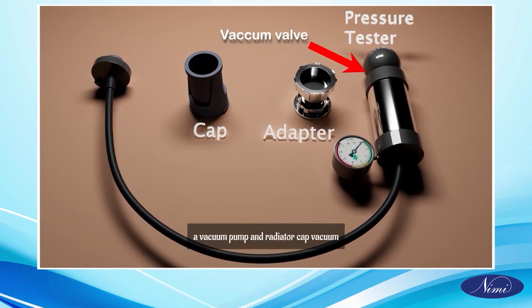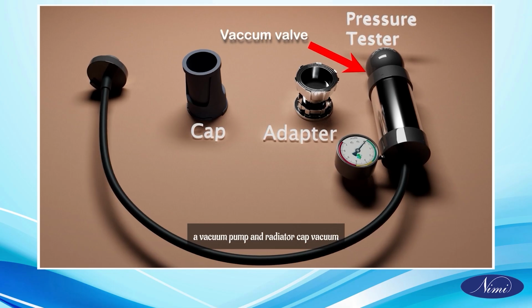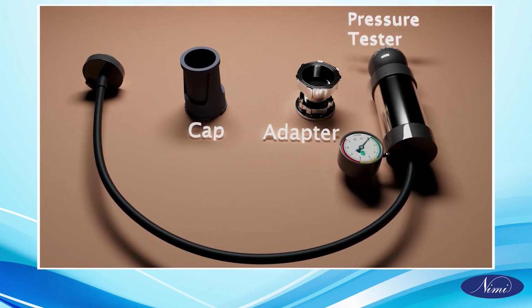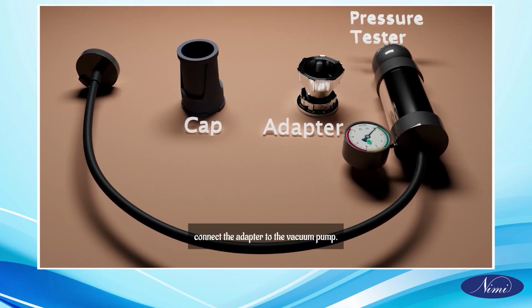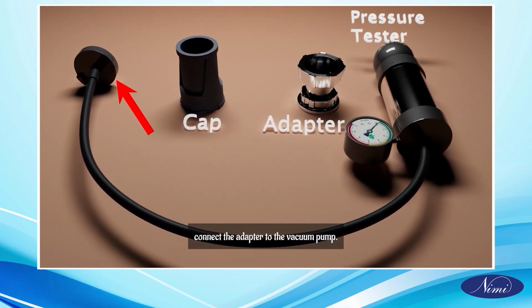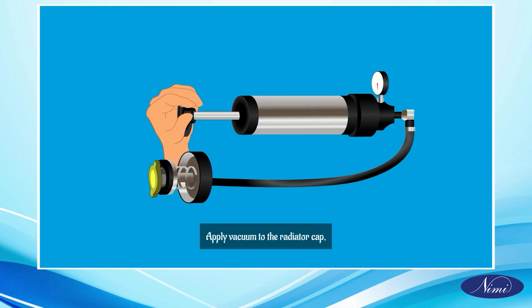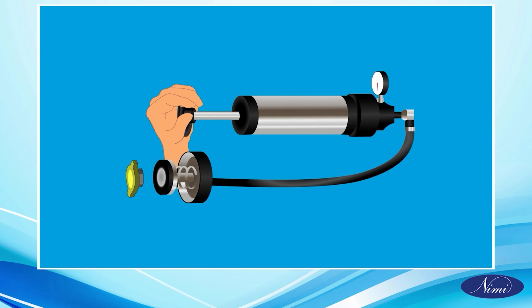Obtain a vacuum pump and radiator cap vacuum test adapter. Install the pressure cap on the adapter and connect the adapter to the vacuum pump. Apply vacuum to the radiator cap. The cap should allow the vacuum to build up to 2 to 5 in Hg, then release and allow air to flow through the cap. If the cap doesn't allow to build up vacuum, then decide to replace radiator pressure cap.